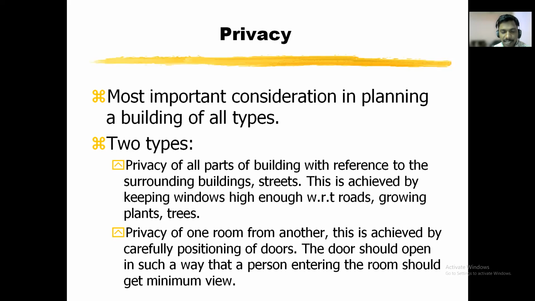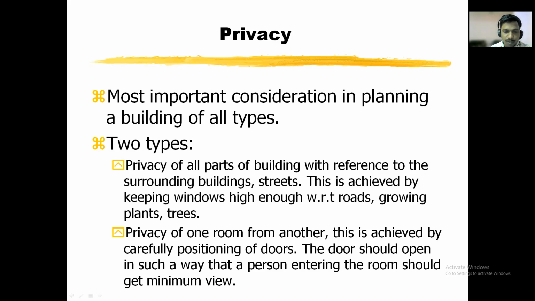So generally, in general cases, the height of the window we are providing is 1.2 meter. By providing the windows at a higher position also, we can achieve external privacy from the streets or roads. As well, whatever compound wall is there, we can increase its height, and by growing trees and plants on the outer side of the building, we can achieve external privacy.